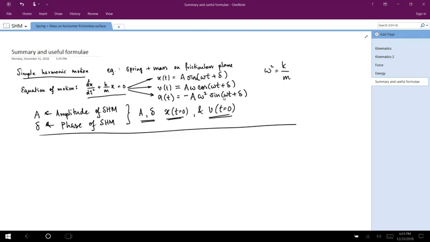Another important variable is ω. ω is referred to as the angular frequency of the SHM. In the spring mass case, we found that ω equals the square root of k over m. This of course will depend on what system we are looking at. ω equals the square root of k over m is specific to the spring plus mass system.